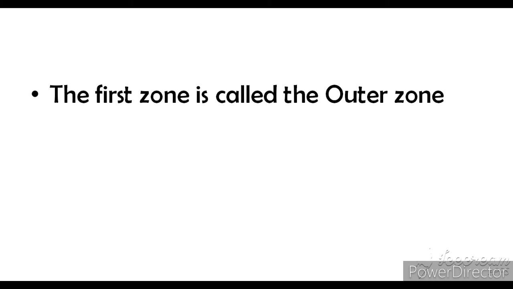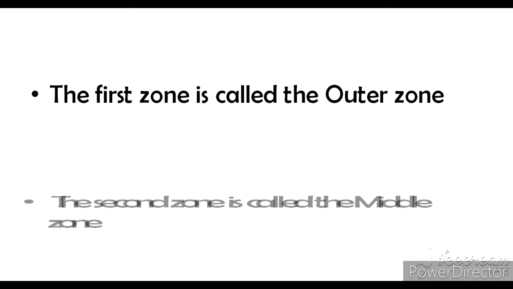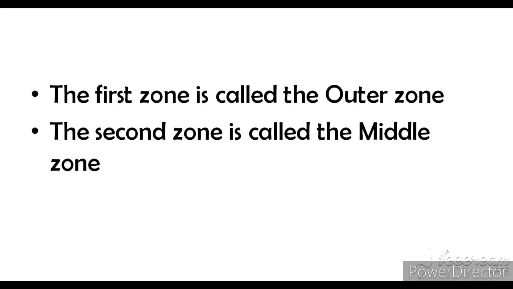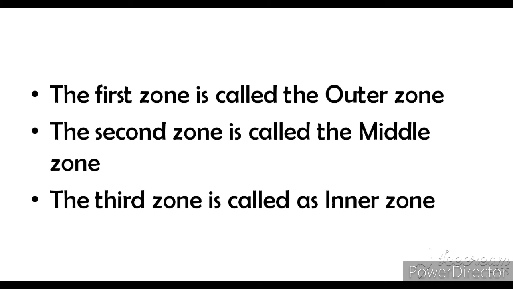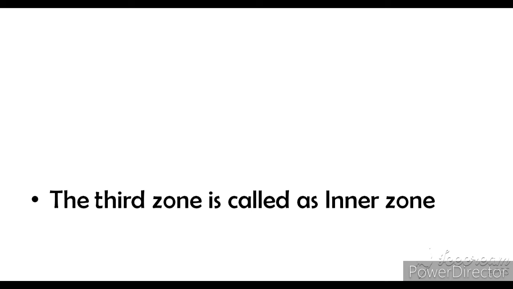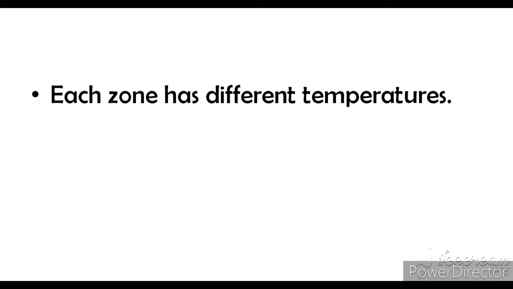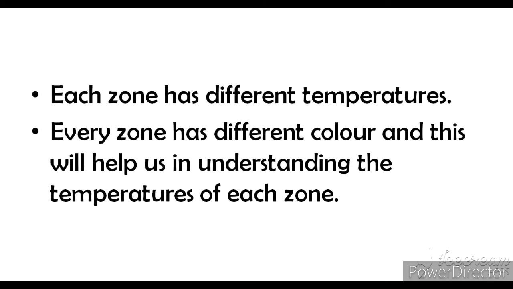The first zone is called the outer zone. The second zone is called the middle zone and the third zone is called the inner zone. Each zone has different temperatures. Every zone has different colors and this will help us in understanding the temperatures of each zone.